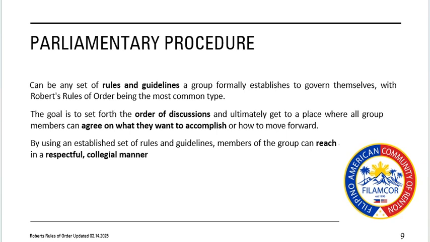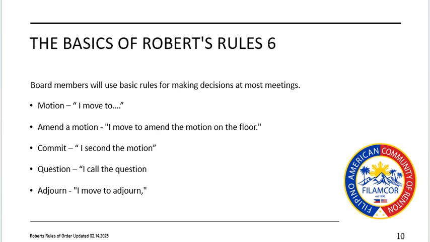Parliamentary procedure can be any set of rules and guidelines a group formally establishes to govern themselves, with Robert's Rules of Order being the most common type. The goal is to set forth the order of discussions and ultimately get to a place where all group members can agree on what they want to accomplish or how to move forward. By using an established set of rules and guidelines, members of the group can reach a consensus in a respectful, collegial manner. The six basics of Robert's Rules.